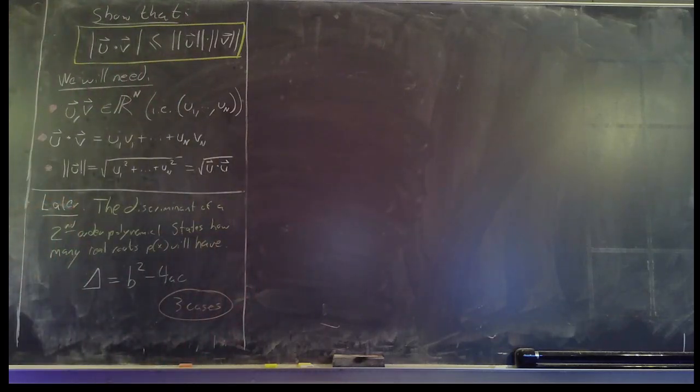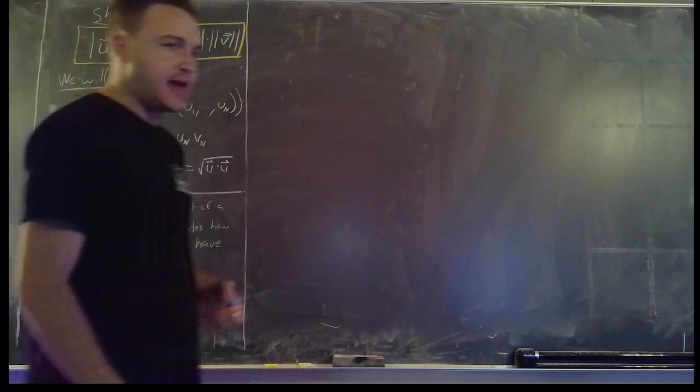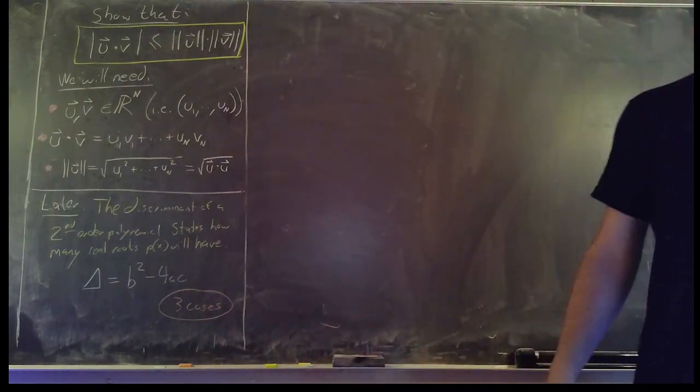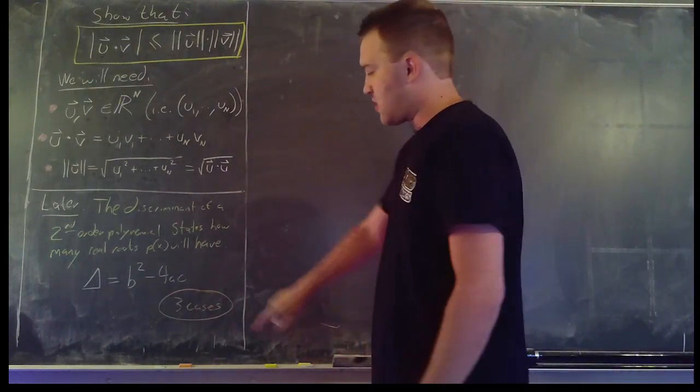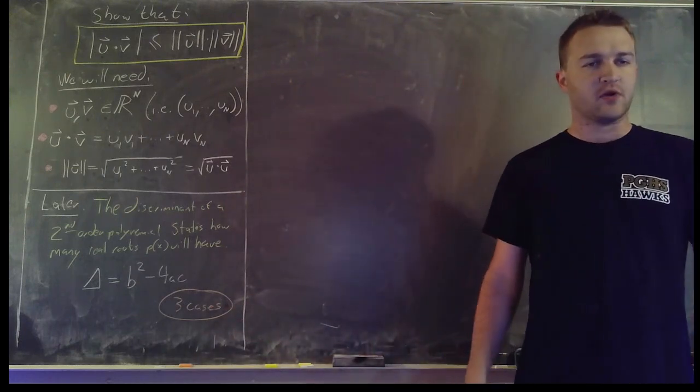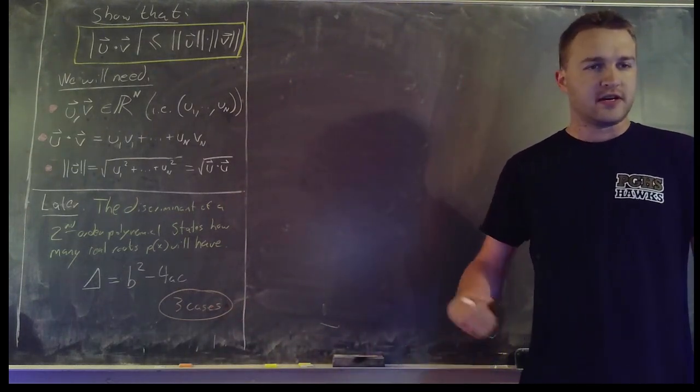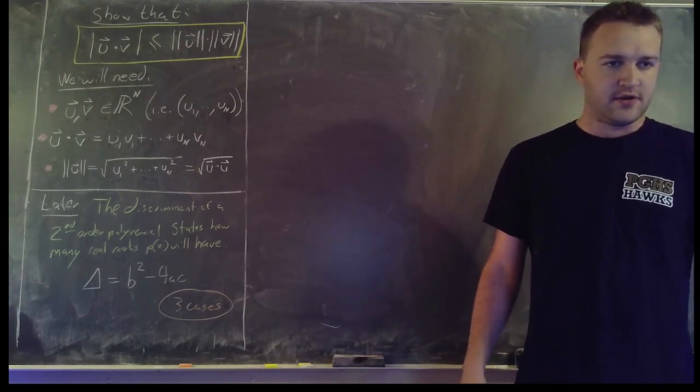Later on in this proof, we're going to need to know the discriminant for a second order polynomial, which I've given here in green as a recall of what the discriminant does. It states how many real roots p of x will have. The discriminant for a quadratic, which is the one we're going to be using, is given by this delta symbol, and it's equal to b squared minus 4ac, where a, b, and c are the real coefficients of the quadratic. Quick reminder, there are 3 cases for this discriminant: it can be equal to 0, less than 0, or greater than 0.